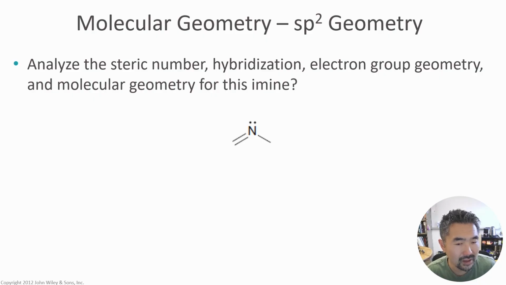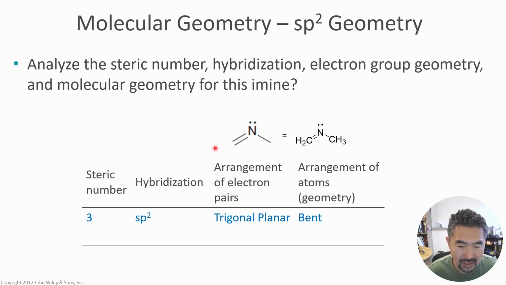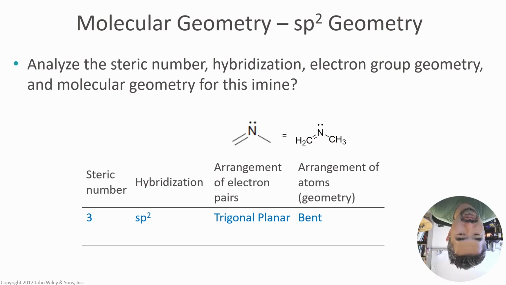So here's one more practice for you. Analyze the steric number, hybridization, and electron group geometry, and so forth for this, which, by the way, has that same structure. We'll talk about that line structure and what that means. This is sp2 hybridized nitrogen. Sorry, I meant to say, I should have said predict the steric number and so forth for the nitrogen. By the way, this is also sp2, but that's sp3.